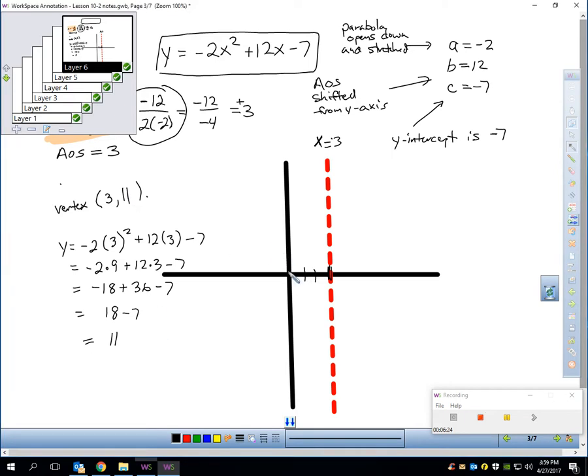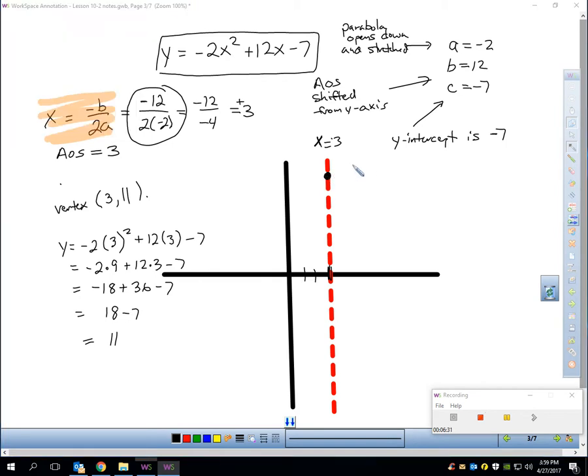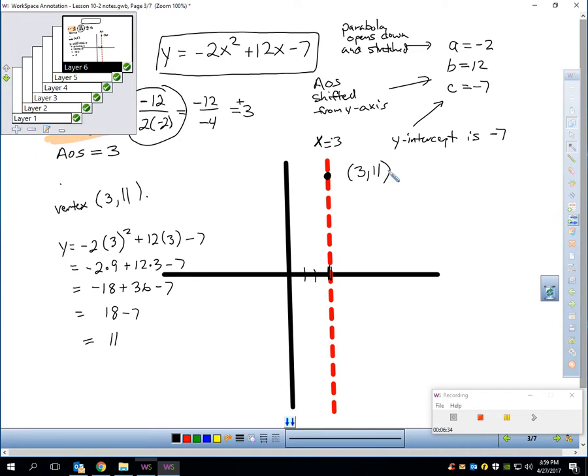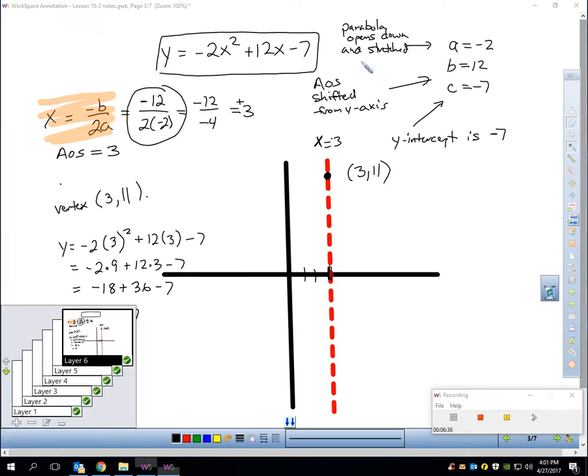So let's sketch that. 3 right, 11 up is up here somewhere. Okay, let me label my vertex. Next, my parabola opens down and is stretched, and there's one other thing. My y-intercept's at -7. So let's go down. If this is (3, 11), my y-intercept must be down about here at (0, -7). So here's my parabola. There's one branch. There's another branch. There's a picture of my parabola.